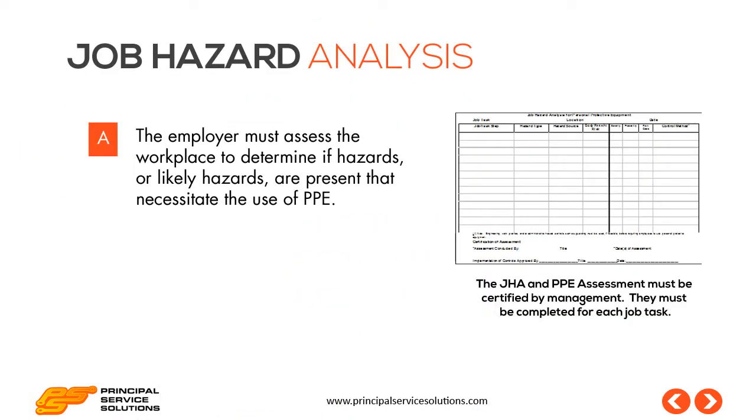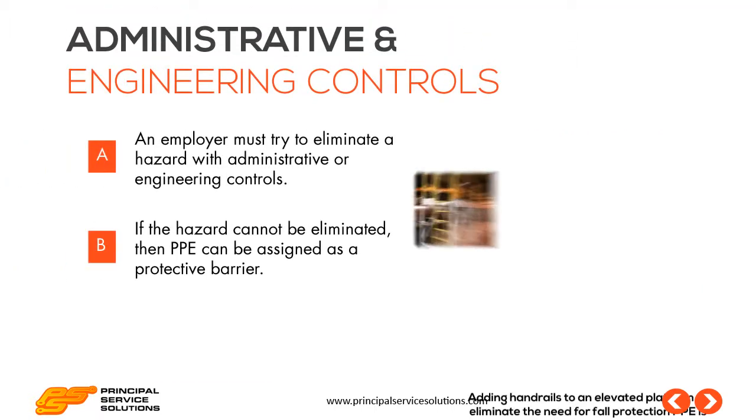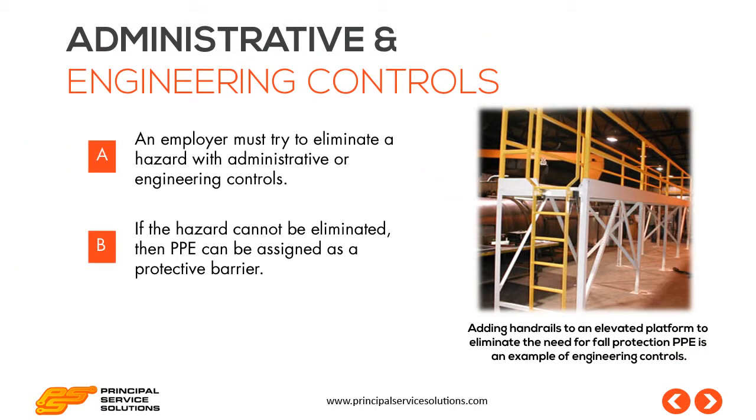The employer must assess the workplace to determine if hazards or likely hazards are present that necessitate the use of PPE. An employer must try to eliminate a hazard with administrative or engineering controls. If the hazard cannot be eliminated, then PPE can be assigned as a protective barrier.